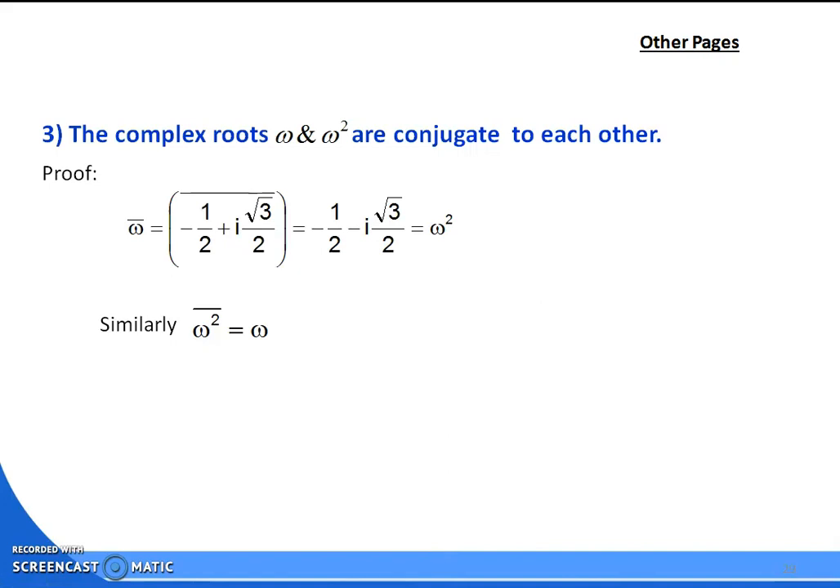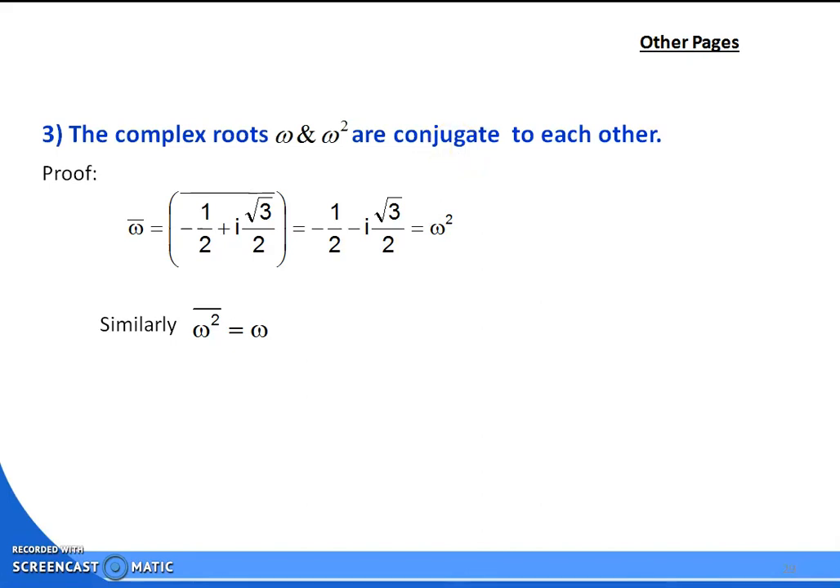Then come to the third property. The complex roots omega and omega square are conjugate to each other. The roots omega and omega square, these are two roots, and they are conjugate to each other. You know, if z is a complex number, then z bar is denoted as the conjugate of z.